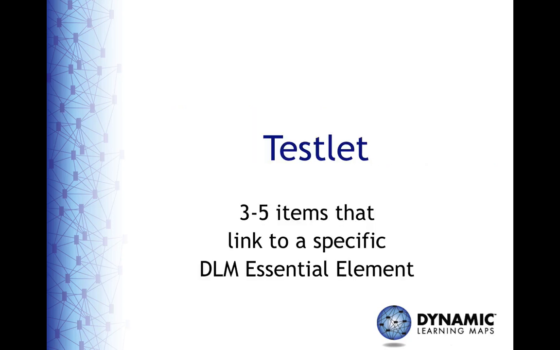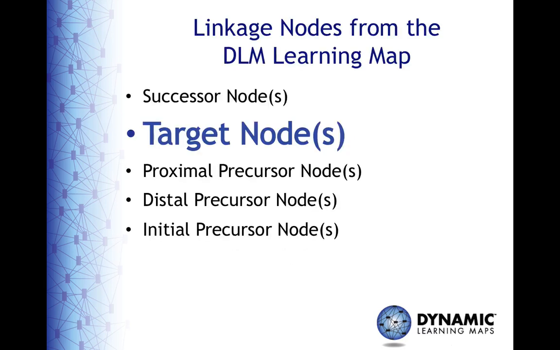The nodes are assessed through a set of 3 to 5 items that are grouped together into a testlet. Each testlet links to a specific DLM essential element. Target testlets assess nodes that are most closely linked with an individual essential element. 4 other levels of testlets have been created for each target testlet. The 4 other testlets assess nodes that precede and build up to the target nodes, and the skills that extend beyond the target.